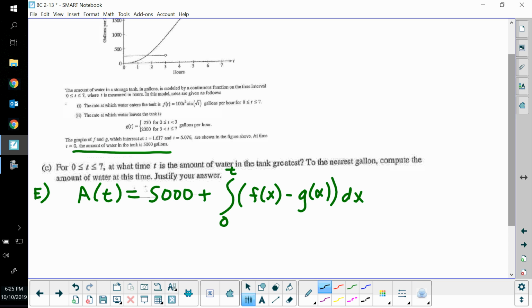So that's our equation. They already told us our interval, so we're good with that. Next, we would need the derivative. So A prime of t, well, the derivative of 5,000 goes away. And to do the derivative of the integral, we're just subbing in t for the x's. So we're going to have f of t minus g of t.